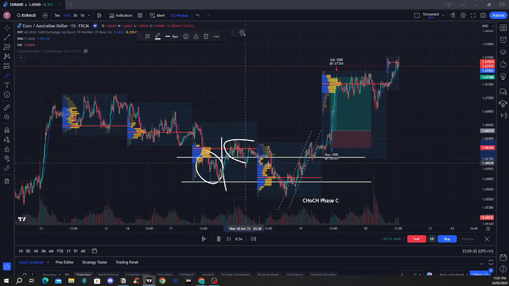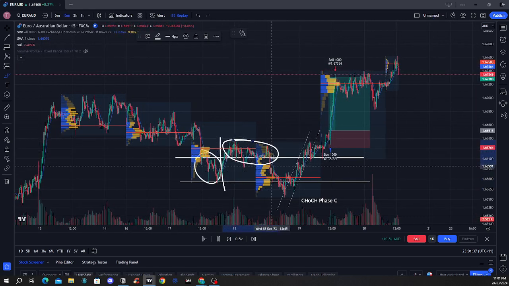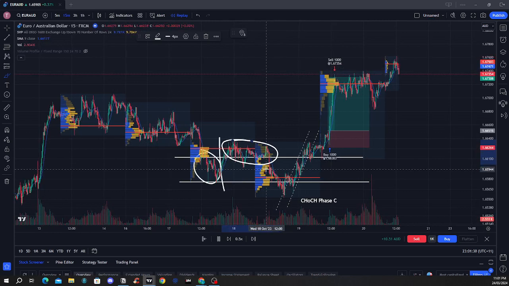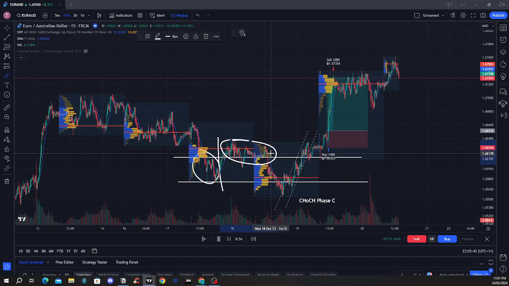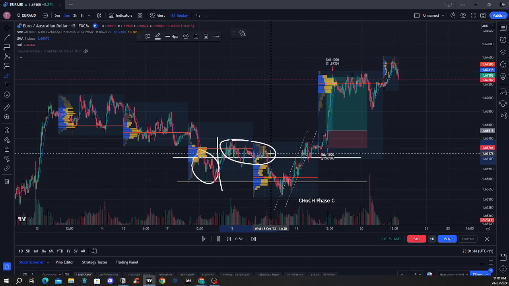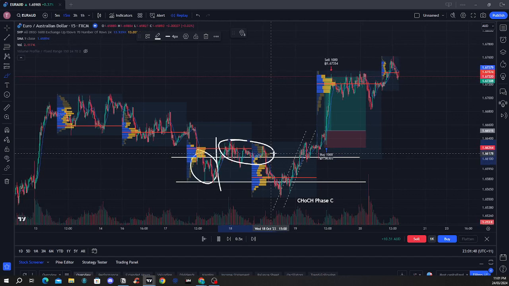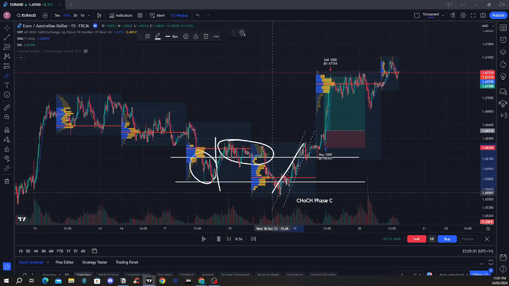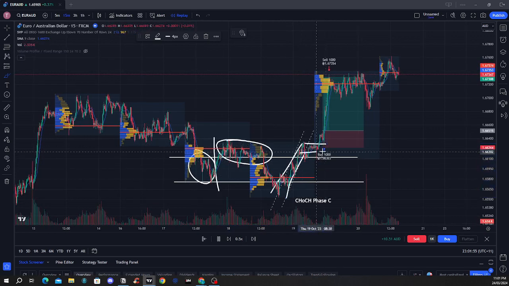Phase B, you can also see that the price trades above the trading range, but the structure is generally the same throughout this area. So you can tell that that belongs to the same phase of the trading range. Phase C, we can see a definite change of character. It's super clear. Phase D, we can also see that.